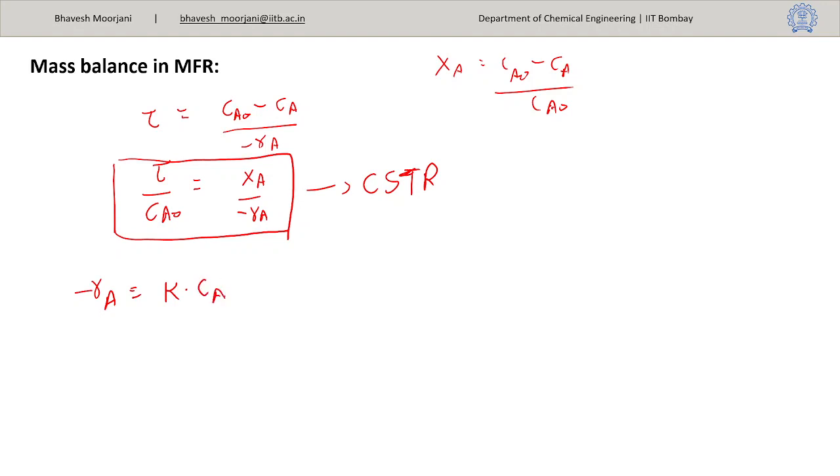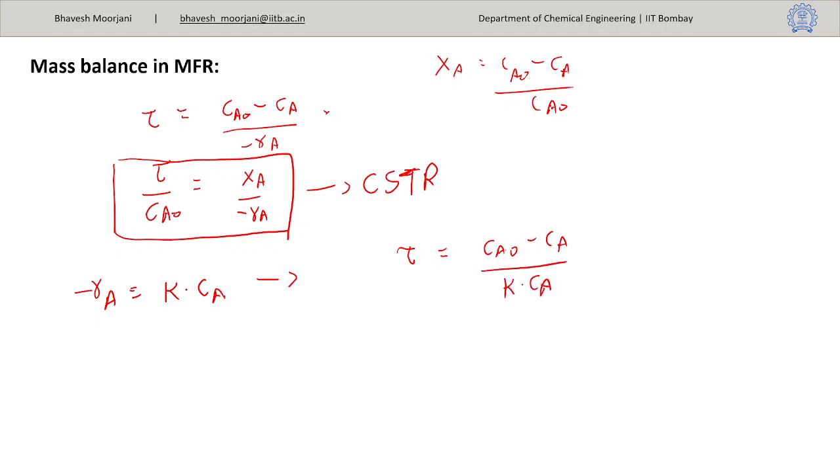Okay, if we substitute this here, then what we will have for first order reaction, tau by Ca0 will become... now, in place of X, again we can use the above relation, that tau by... if I use this relation for the simplicity of calculation, that tau is equal to Ca0 minus Ca divided by, in place of Ra, K Ca.